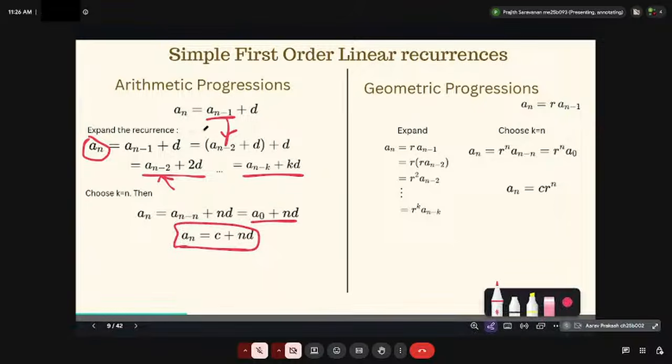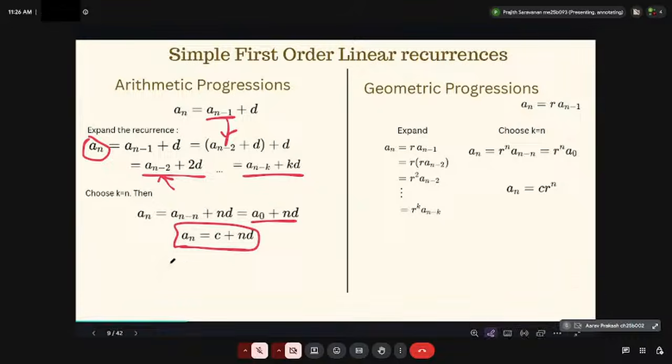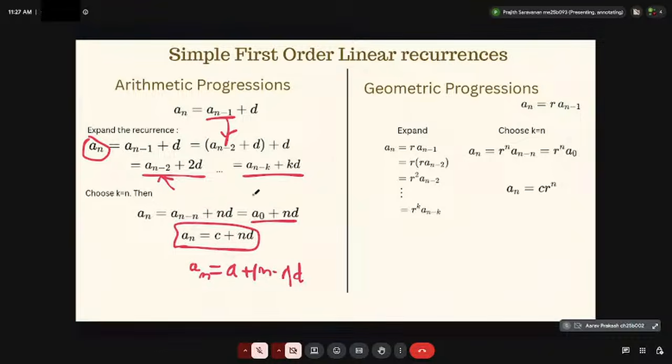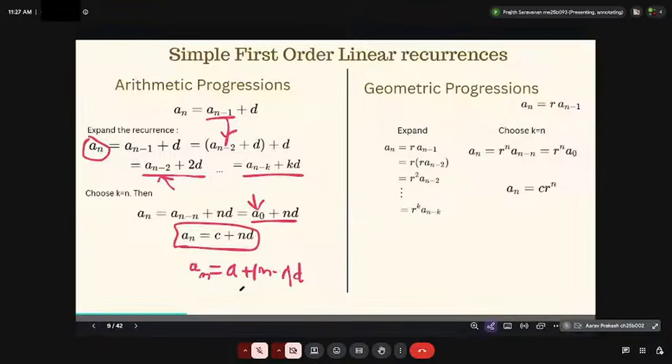So this is a very simple recurrence. You might have learned in class 10 or something that a_n is equal to a plus (n minus 1) times d, which is very similar to this one. It's actually the same thing. The difference being that here we are starting from the a_0 term and there we are starting from the a_1 term. That's the only difference, so that's why there's n minus 1 there. But effectively they are the same.